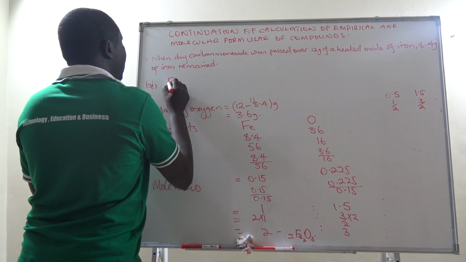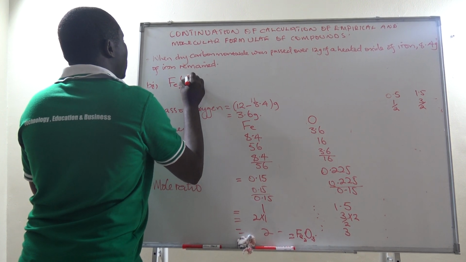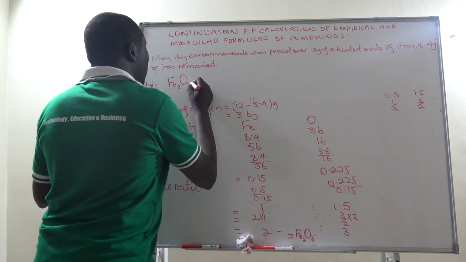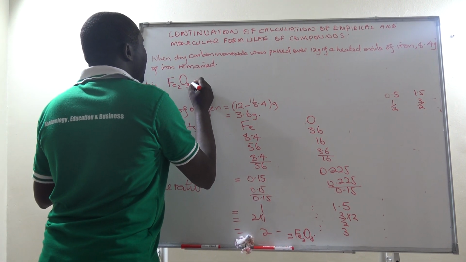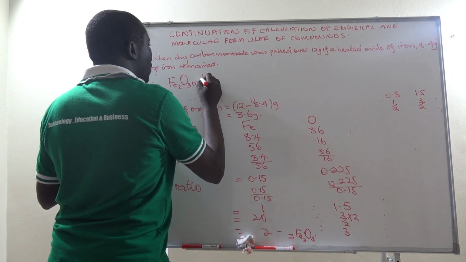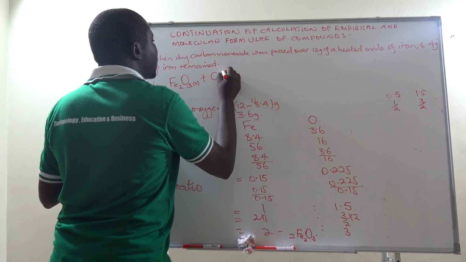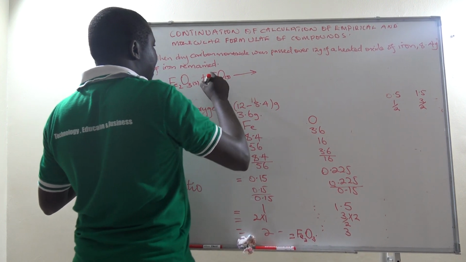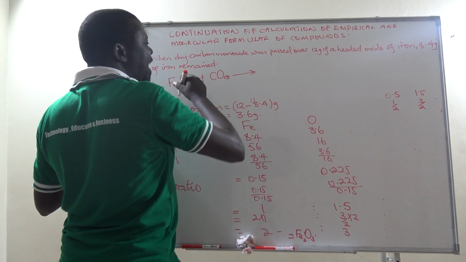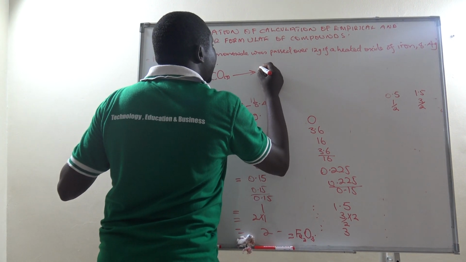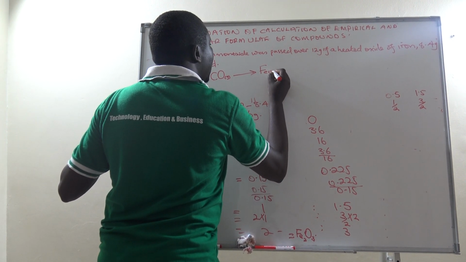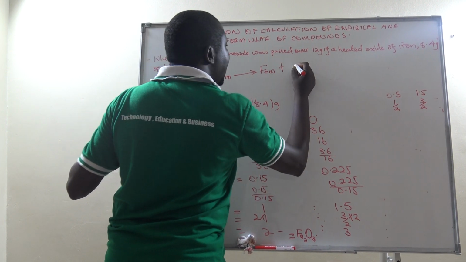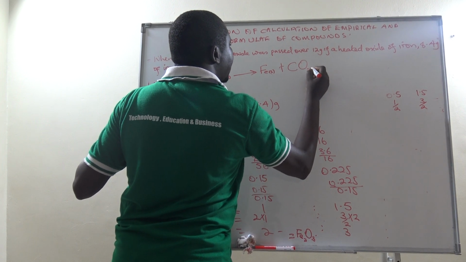So we are having Fe2O3. This compound is what we call iron(III) oxide. We are reacting heated iron(III) oxide with dry carbon monoxide gas. So what do we get in this case? The carbon monoxide will remove the oxygen atoms as a reducing agent, and we get iron remaining. As well, the carbon monoxide will be oxidized to carbon dioxide gas.